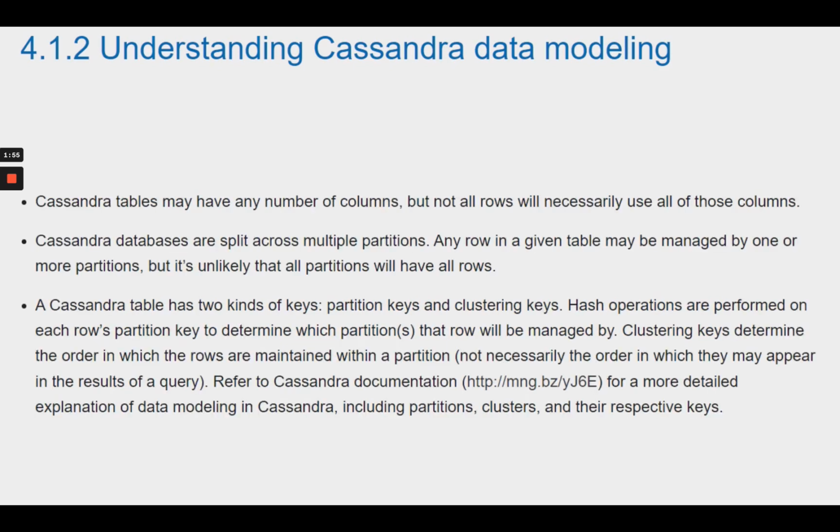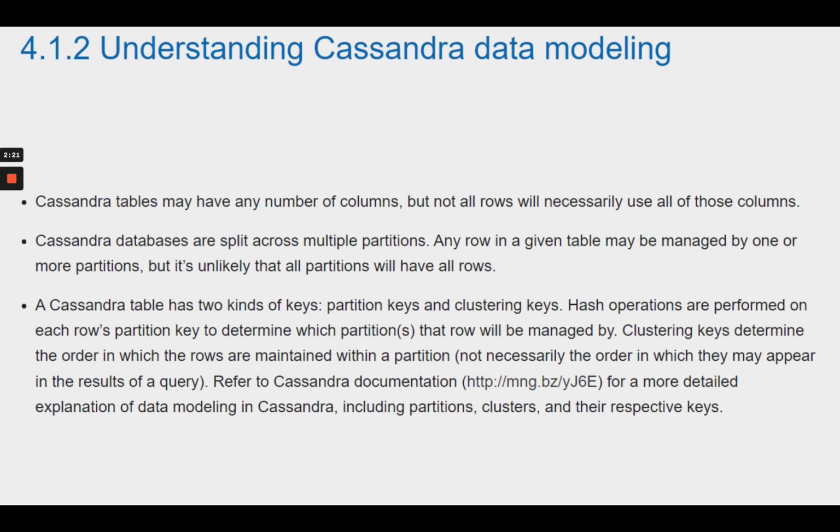Cassandra tables may have any number of columns, but not all rows will necessarily use all of those columns. Cassandra databases are split across multiple partitions. Any row in a given table may be managed by one or more partitions, but it's unlikely that all partitions will have all rows. A Cassandra table has two kinds of keys, partition keys and clustering keys.